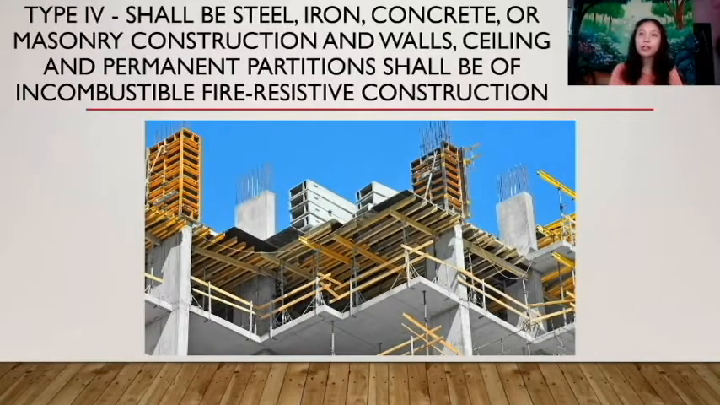Type 4 shall be steel, iron, concrete, or masonry construction, and walls, ceilings, and permanent partitions shall be of incombustible fire-resistive construction, except that permanent non-bearing partitions of 1R fire-resistive construction may use fire-retardant treated wood within the framing assembly. When we say incombustible, it means that it is made of materials that do not burn if exposed to fire. So this is an example of Type 4.